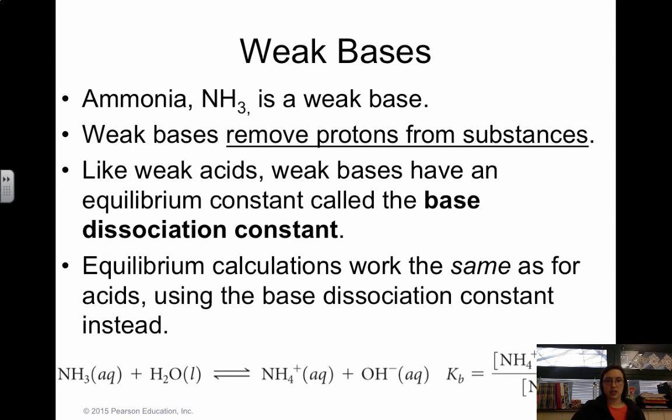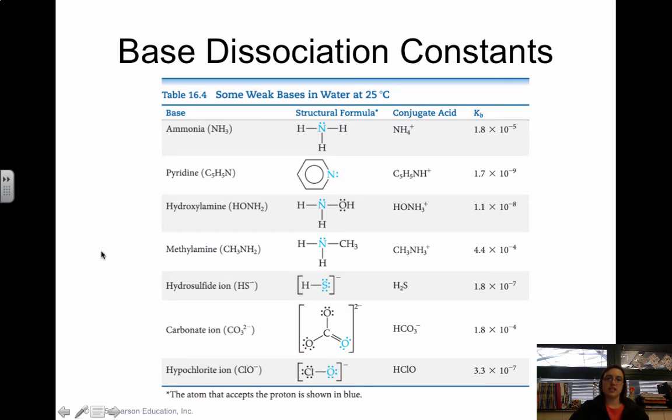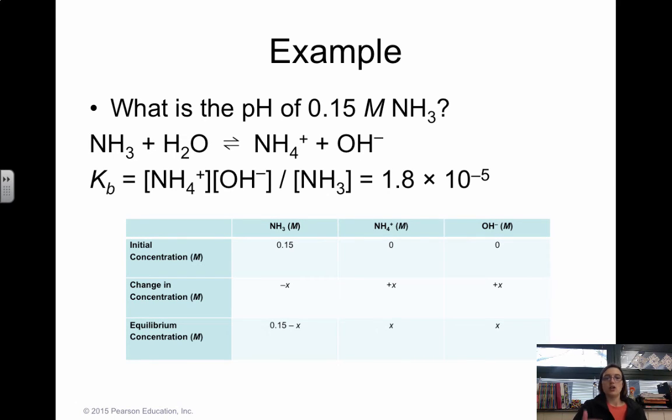The equilibrium calculations are going to work the exact same way as weak acids, except, like I said, instead we're going to be using Kb. Table 16.4 shows us a list of weak bases along with their Kb values. So just like with weak acids, the larger the Kb, the stronger the weak base. So you can actually put all of these weak bases in order from strongest to weakest based on the Kb value.